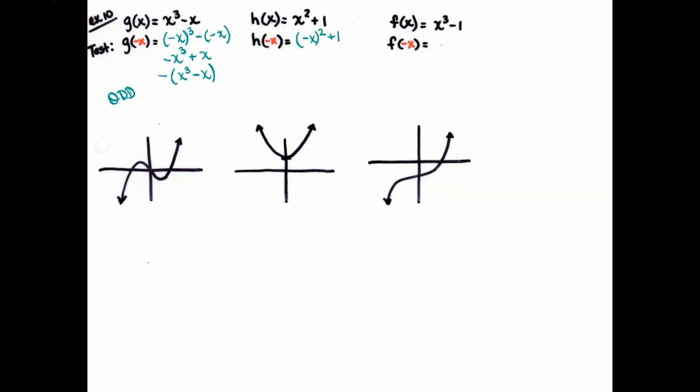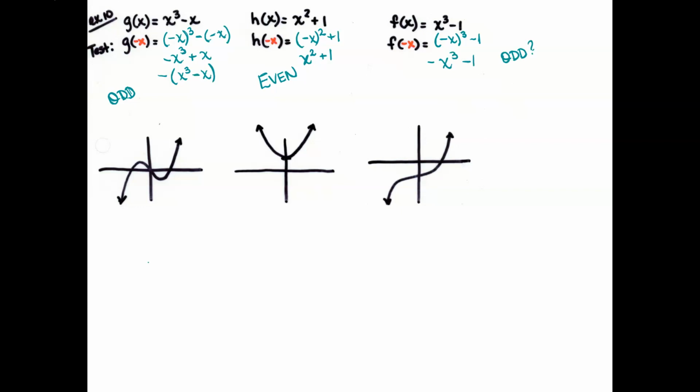All right, let's plug negative x into the second one. So negative x squared would give us a positive x squared, and then we have our plus 1. So that is the exact same function that I started with. So this one would be even. All right, then let's try the next one. Put a negative x in the place of x. And again, when you cube a negative x, you get negative x cubed.